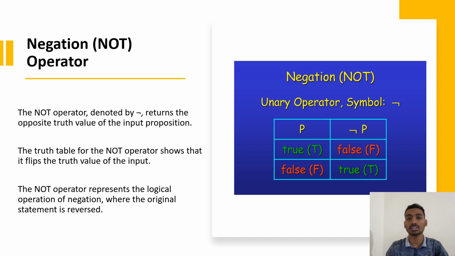The main difference is, if P is true, then the negation of P is opposite to P, that is false. If P is false, then the negation of P is true. It is opposite to the given condition. If it is true, it will be false, and if it is false, it will be true.